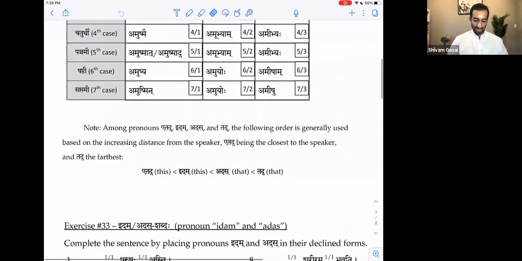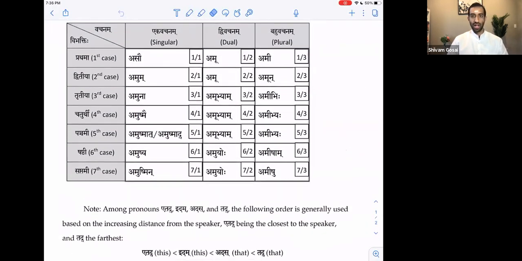Then from the third case onwards, it's all the same. Amuna, amubhyam, amibhihi. Amushmai, amubhyam, amibhyah. Amushmat, amubhyam, amibhyah. Sixth case. Amushya, amuyoho, amisham. Amushmin, amuyoho, amishu.